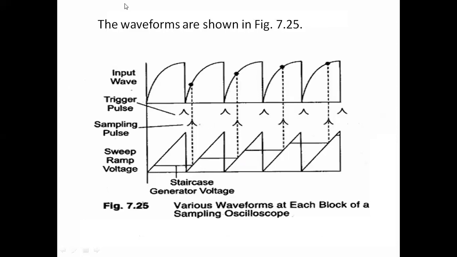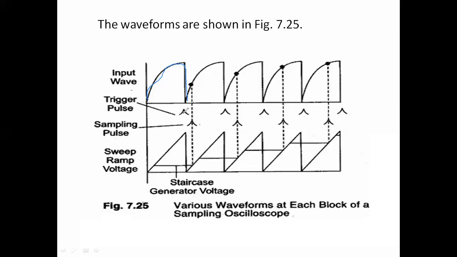So I will show the waveform diagram, you can easily understand. See here. This is the input waveform. Assume that the input waveform is changing in this manner. Here this is the trigger pulse. Trigger pulses are applied. When the trigger pulse is applied, these sampling pulses will be produced.